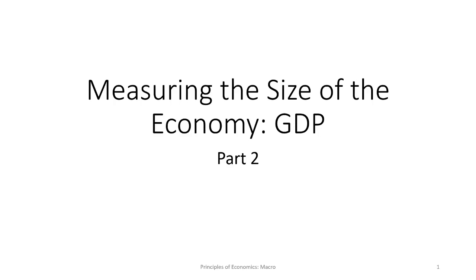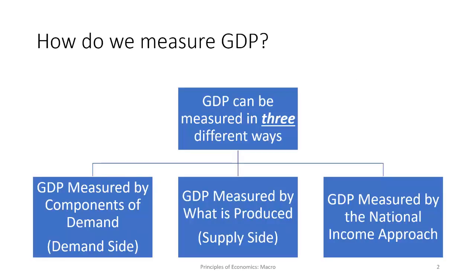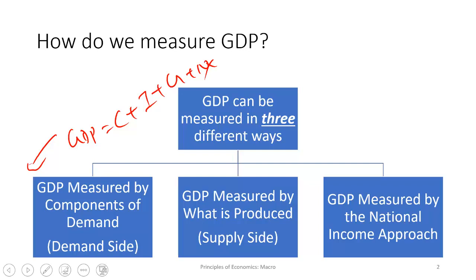So this lecture is our part 2 of measuring the size of the economy, GDP. In the last lecture we learned that GDP can be measured in three different ways. First is the demand side, which we discussed in detail, where GDP is equal to C plus I plus G plus NX. Then GDP can also be measured from the supply side, and from the national income approach. So we are going to cover the supply side and the national income approach in this lecture.